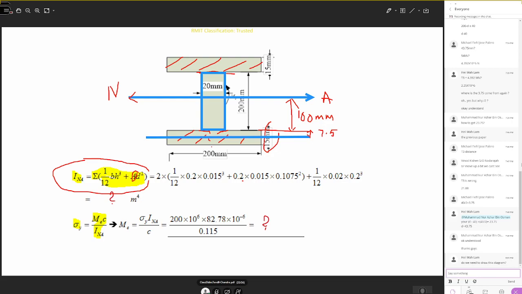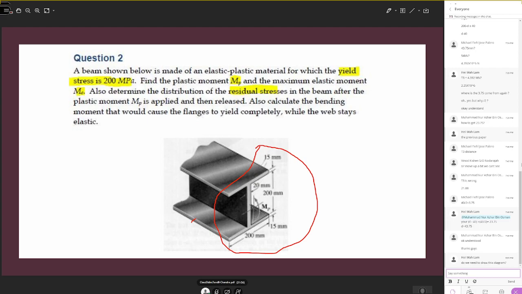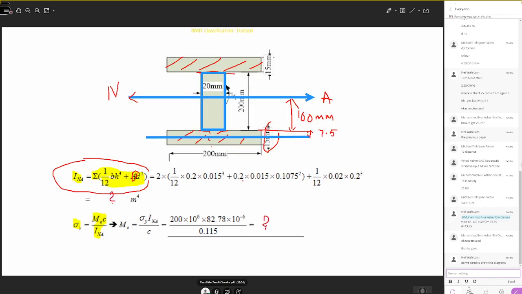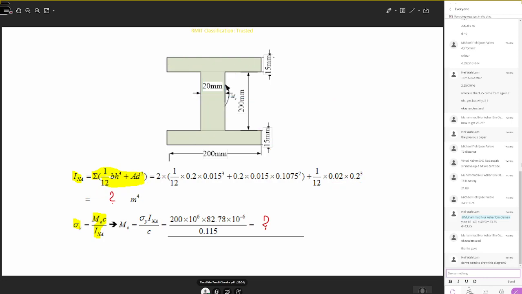So only 1/12 BH cubed you need to do. So the height is given 200. Okay, so the base is given as 20 mm, I think. So if you see the dimensions here, it is given as 20 mm. Okay, so the thickness of the middle rectangle, the width, is given as 20 mm. So you can write it as 0.02 meters. Okay, the height is 200 mm, that is 0.2 meters. So if you do this calculation, then you will get inertia through the neutral axis with the given cross section.